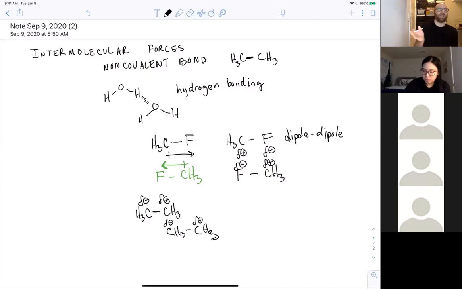And so you sort of have this flux of temporary dipoles that are happening.